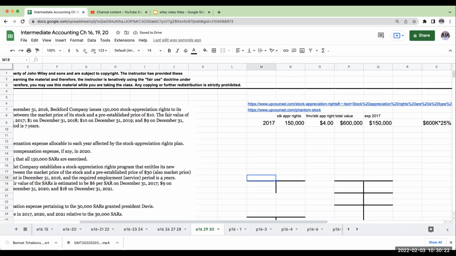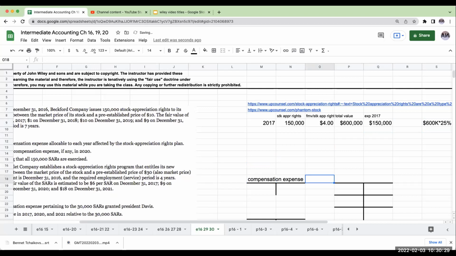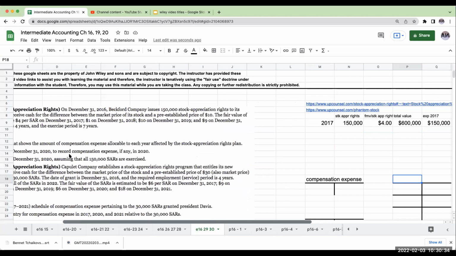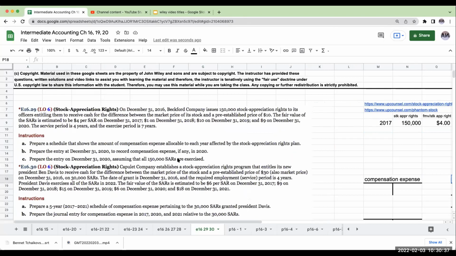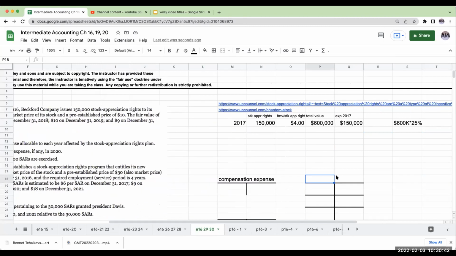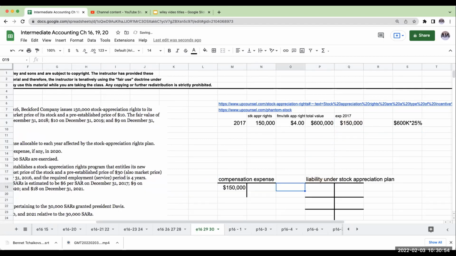When we record the expense, we're going to record compensation expense. It's probably the better word for it. It's not stock compensation because we're settling this in cash. When we have a stock appreciation right, this is something that should be settled in cash. And what I'm going to credit over here is liability under stock appreciation plan. So the amount I'm going to record for 2017, I'm going to debit compensation expense.